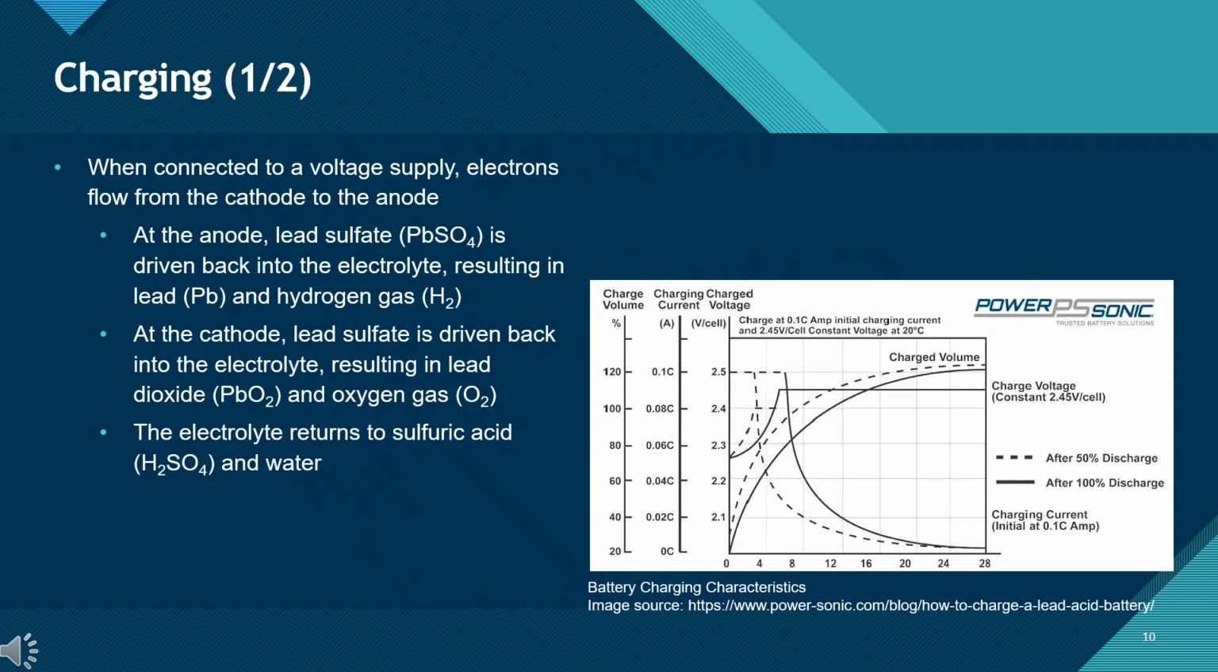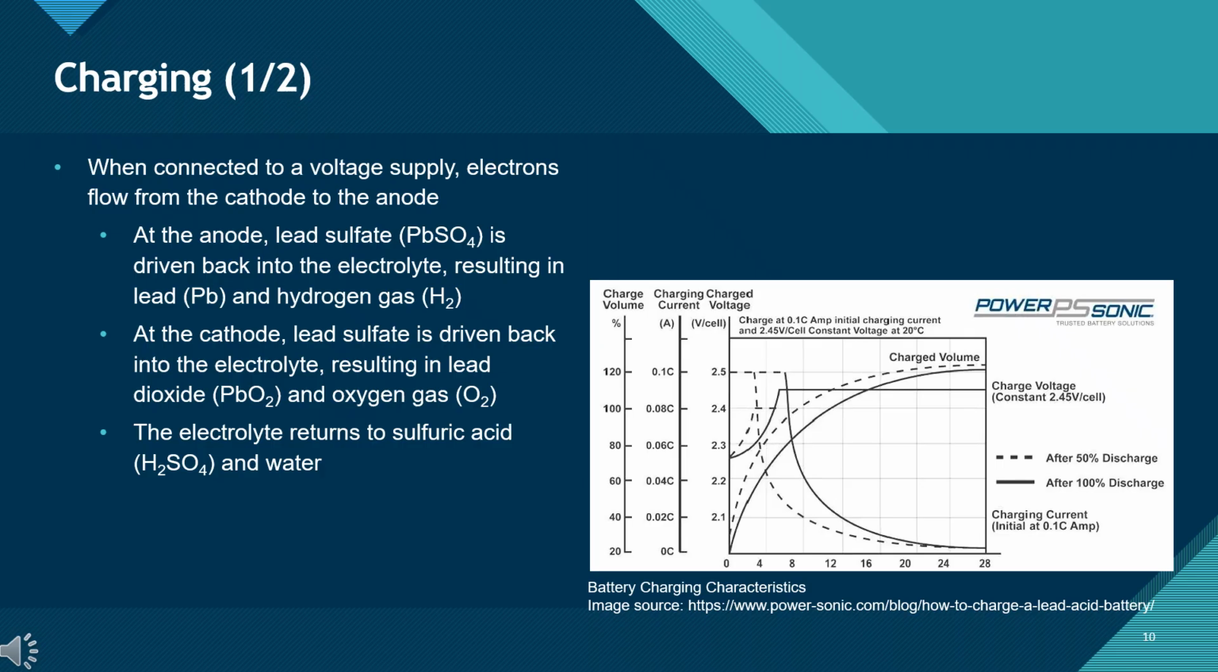When a lead-acid battery is connected to a voltage supply, the charging process begins. Electrons now flow in the opposite direction, moving from the cathode back to the anode. At the anode, lead sulfate is converted back into metallic lead, releasing hydrogen gas. At the cathode, lead sulfate is restored to lead dioxide, releasing oxygen gas. At the same time, the electrolyte regains its strength, reforming into sulfuric acid and water.